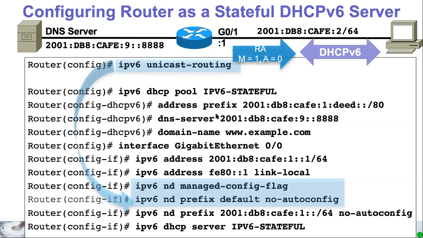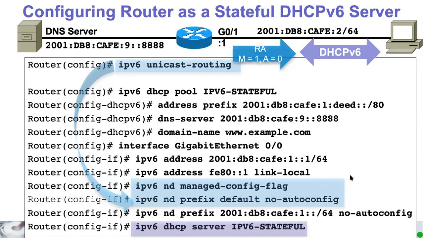We also want this router to act as a stateful DHCPv6 server. Yeah, so I actually am showing both commands here. IPv6 nd managed-config-flag and no autoconfig, or you can use this one. You don't need to do both here, right? One or the other, but I'm showing both. So we want this router to also act as a DHCPv6 server.